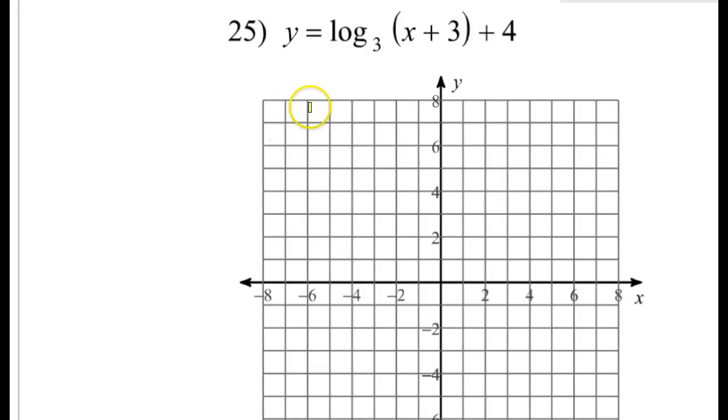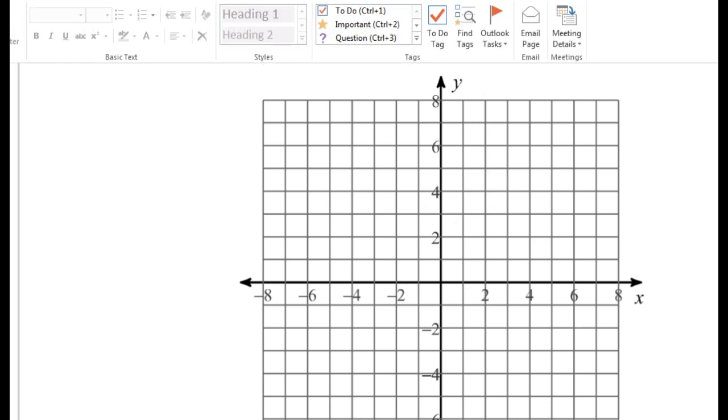In this video, I will show you how to graph a logarithmic function. First of all, we're only going to start by graphing the parent function, log base 3 of x. I will deal with the plus 3 and the plus 4 at the end on the graph itself. So just the parent function.